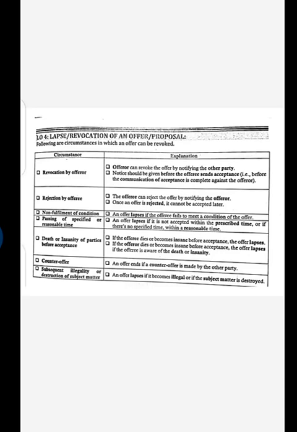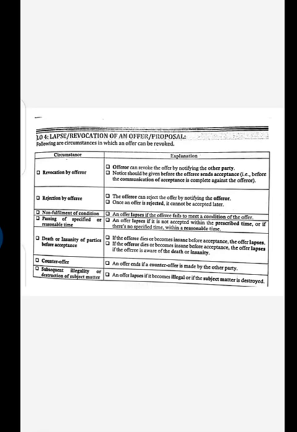Death or insanity of parties before acceptance. If the offeree dies, then the offer can be cancelled. If the offeree dies or becomes insane before acceptance, the offer lapses. If the offerer dies or becomes insane before acceptance, the offer lapses. There is a condition that the offeree or offerer must be aware that the death of the offerer or offeree has occurred, so that the offer can be cancelled. Then we have the counter offer.